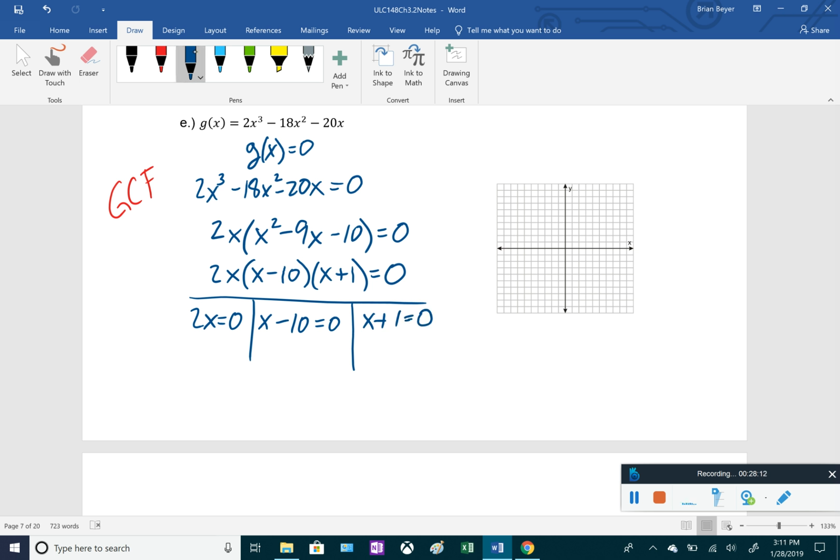So we solve them all separately. For 2x equals 0, divide both sides by 2, we get x equals 0. X minus 10 equals 0, add 10 to both sides, get x equals 10. X plus 1 equals 0, subtract 1 on both sides, x equals negative 1. So I'm just going to plop these down on the graph on the right. What do we have? Negative 1, 0, and 10. So if we were to graph this, it would look something like that.